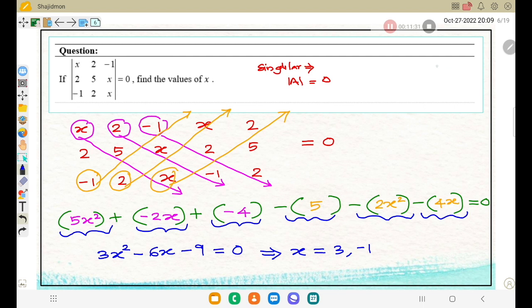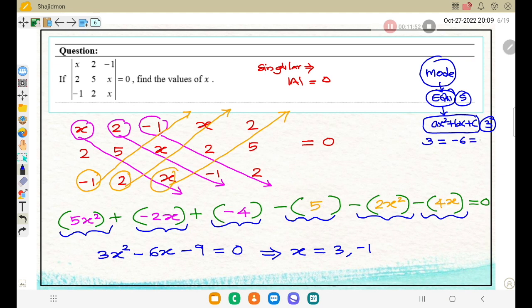You know how to do that one, we have discussed it before. You can press the mode button. After that EQN, equation number 5. After that we can use ax power 2 plus bx plus c, that is number 3. After that, enter the a number, b number and c number. a is 3, b is minus 6, c is minus 9. So that you will get the x values, correct? x equal to 3 and x equal to minus 1. Hope you understood that one.